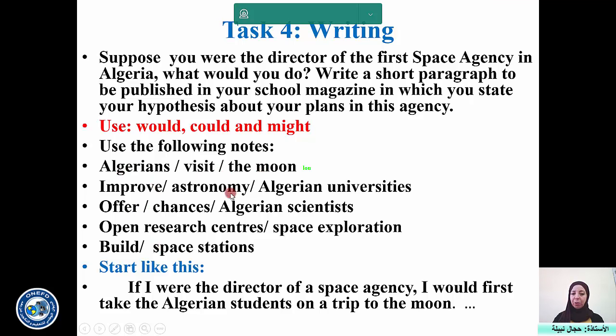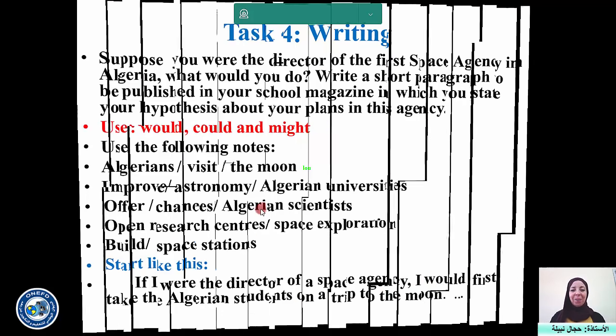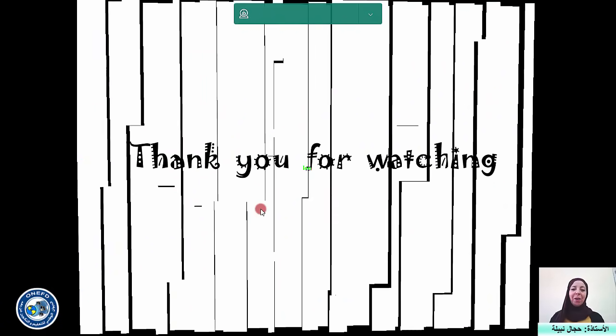Algerians visit the moon, improve astronomy, Algerian universities offer chances, Algerian scientists open research centers for space exploration, and build space stations. Okay, so you can start your paragraph in this way. If I were the director of a space agency, I would first take the Algerian students on a trip to the moon. That might be very exciting, don't you think? Right? So this is the end of our lesson.